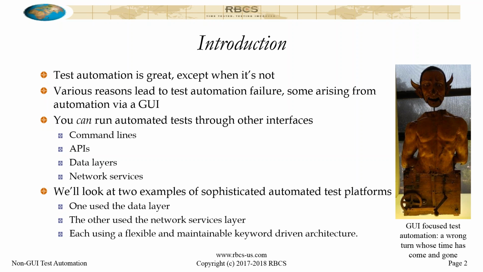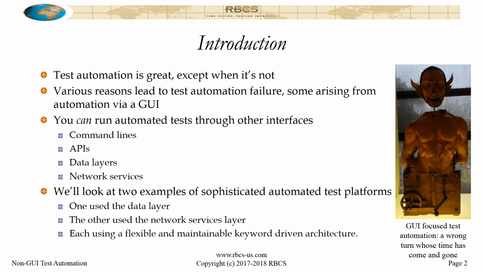So, as I've said for years, test automation is great, except when it's not. It's like a lot of things. When it works out, it's really fantastic. But when it goes wrong, it can go really, really wrong. Working with clients, we've run into a lot of test automation failures of one kind or another, and some of them have their roots in automation via graphical user interface.